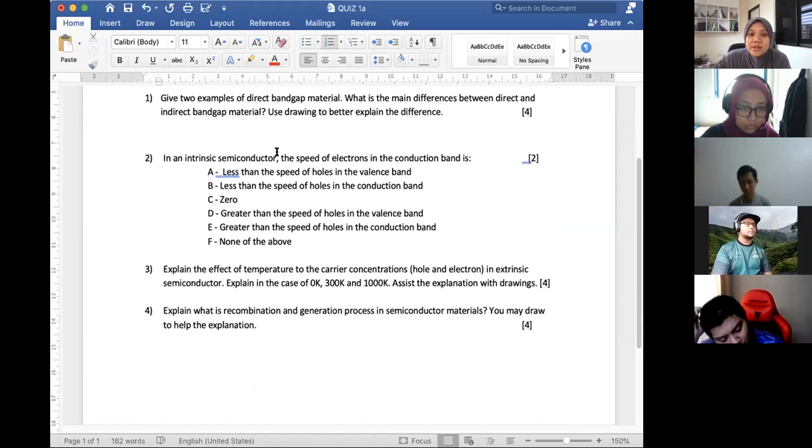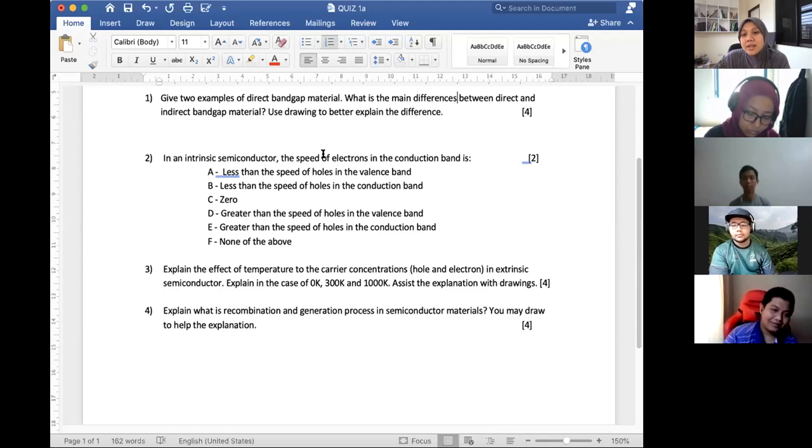So number two, in an intrinsic semiconductor, ni intrinsic lah, the speed of electrons in the conduction band is... So intrinsic ke extrinsic ke, it doesn't matter. The speed of electrons for intrinsic and extrinsic sama je. Jawapan dia sebenarnya ialah D. Tapi ada yang jawab D and E. Mula-mula saya buat salah, tapi lepas tu saya fikir balik, it makes sense lah kalau jawab D dengan E. Sebabnya when you say the speed of the electrons in the conduction band, it means that the electron should be free. So bila ada speed, maknanya electron tu free carrier. Kalau it's not a free carrier, you won't have any speed.